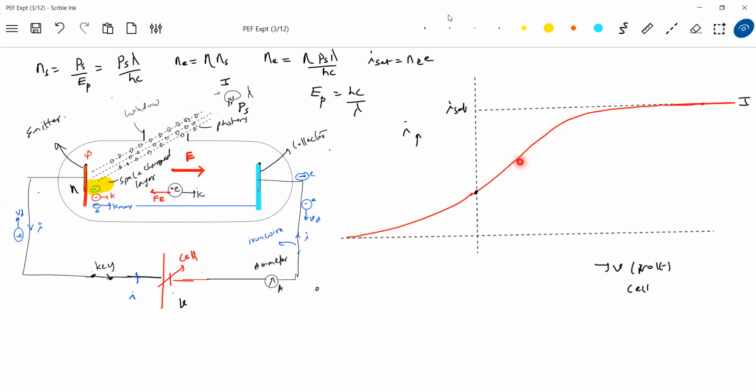Space charge layer starts diminishing. Here, what happened? The amount of the electrons in the space charge layer starts increasing. Finally, at this particular point, what will happen here? Zero current. Zero current means none of the photoelectrons ejected is able to reach the collector. What is actually going on there?